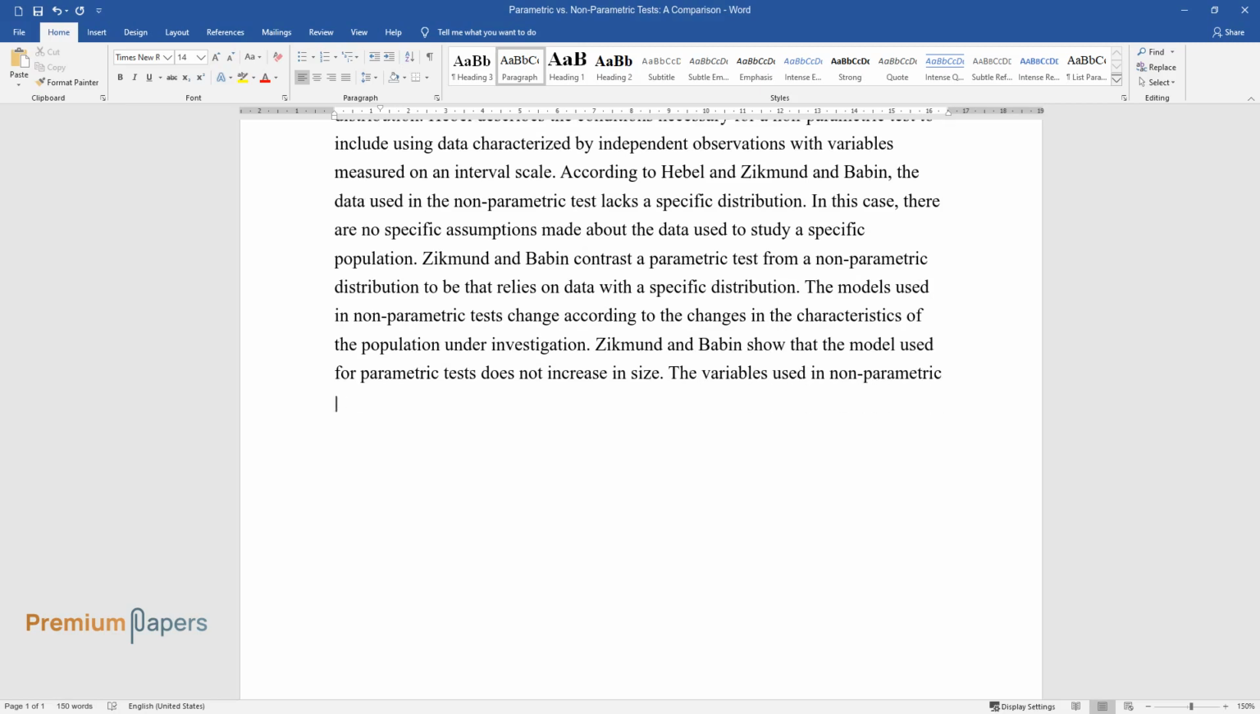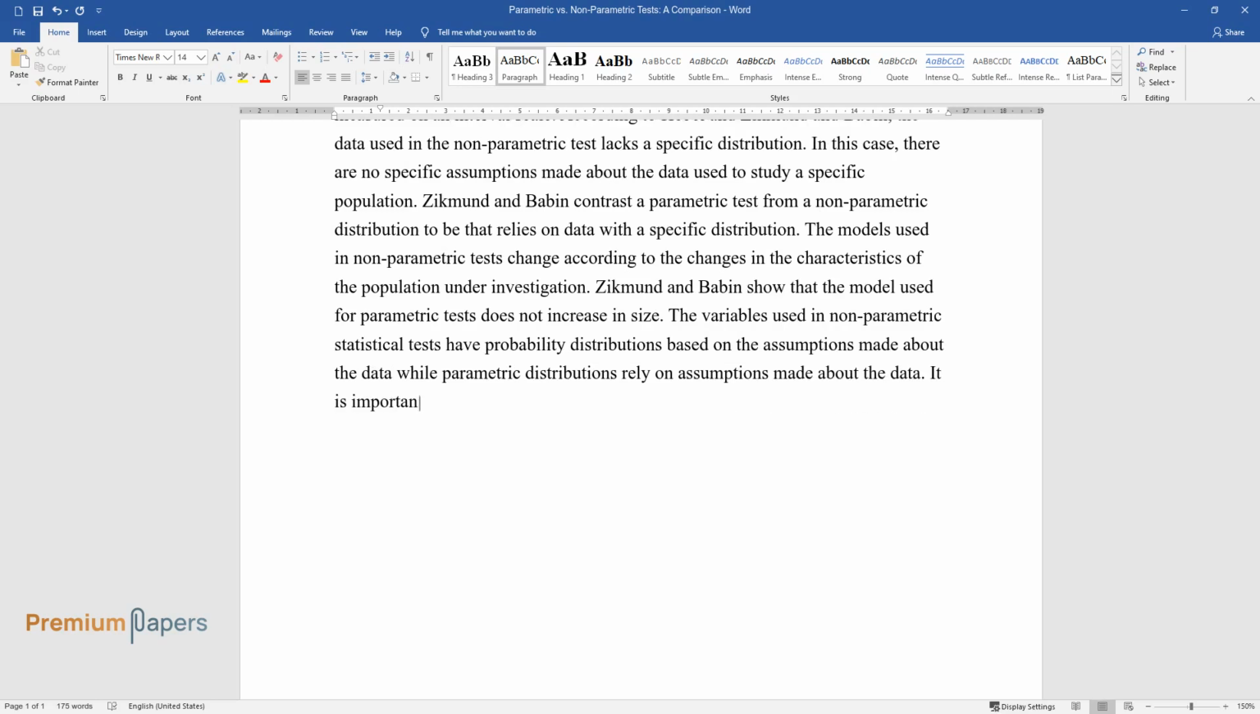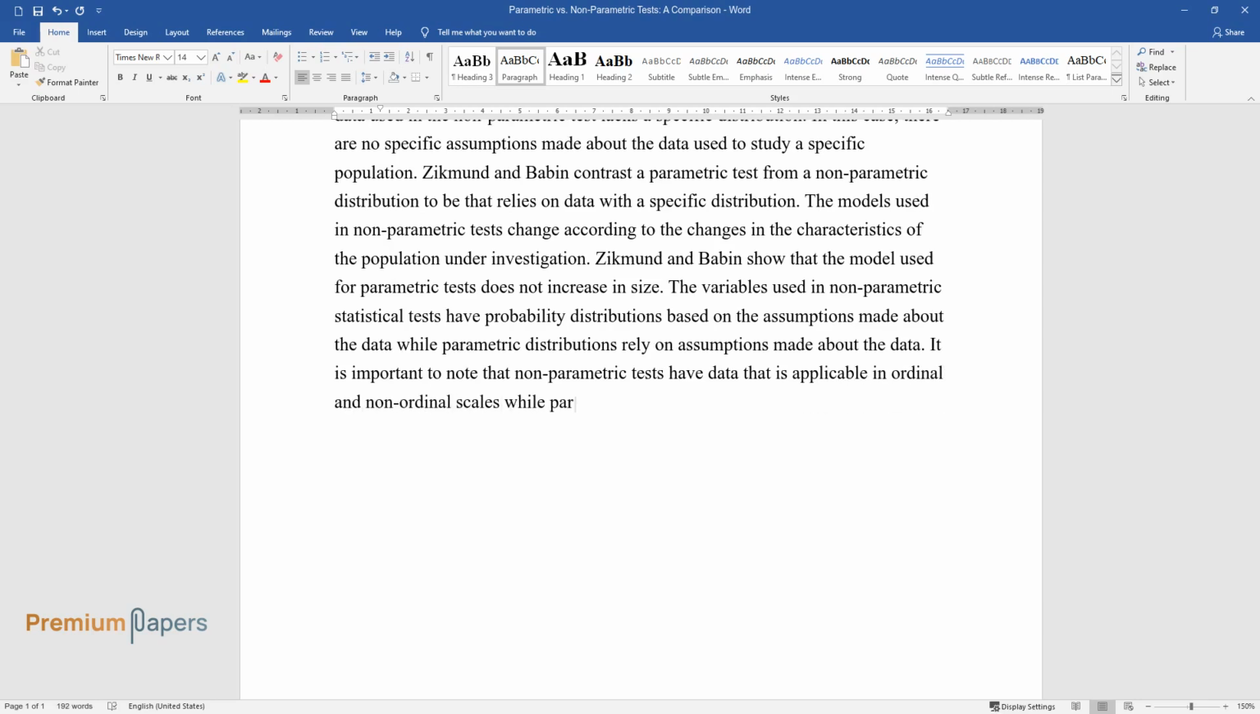The variables used in non-parametric statistical tests have probability distributions based on the assumptions made about the data, while parametric distributions rely on assumptions made about the data. It is important to note that non-parametric tests have data that is applicable in ordinal and non-ordinal scales, while parametric tests use ratio or interval scales.